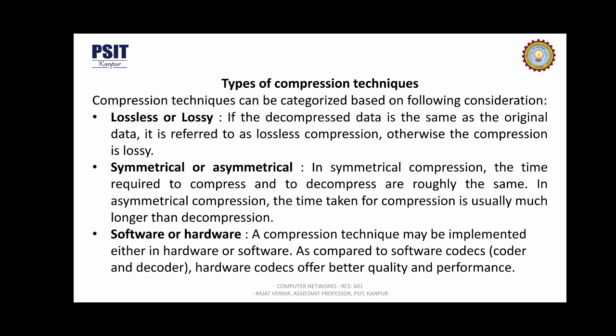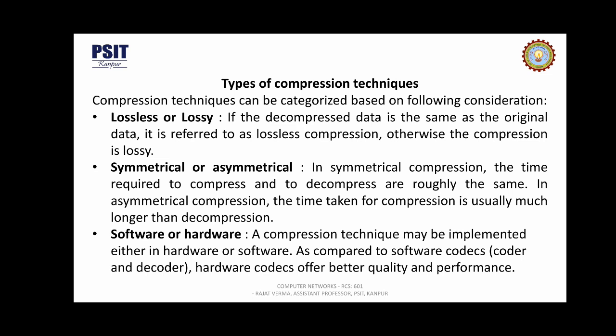Now, moving on to the third comparison, between software and hardware compression techniques. A compression technique may be implemented either in hardware or in software form. As compared to software codecs, coder and decoder, hardware codecs offer better quality and performance. Why is it so? Because we have dedicated hardware, or a dedicated codec, for the compression process. And if we have a dedicated codec in hardware form, it must be supplying better quality and performance.